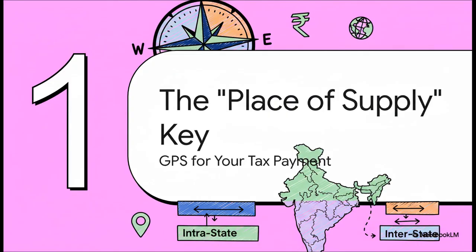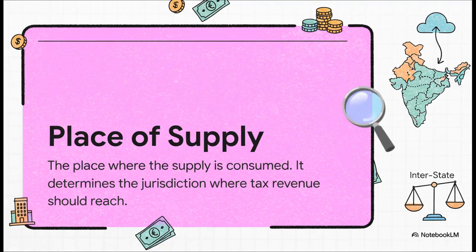So, how do you know which tax to pay and avoid this whole mess? Well, the entire system really hinges on one single concept: figuring out the place of supply. The absolute best way to think about it is as the official GPS coordinate for your tax payment. It tells you exactly where that transaction's destination is. Officially, the place of supply is just the location where goods or services are consumed.